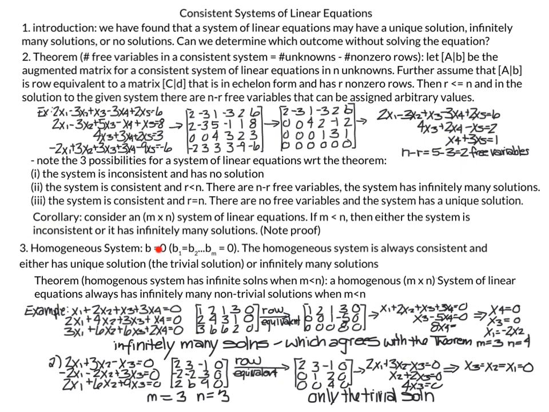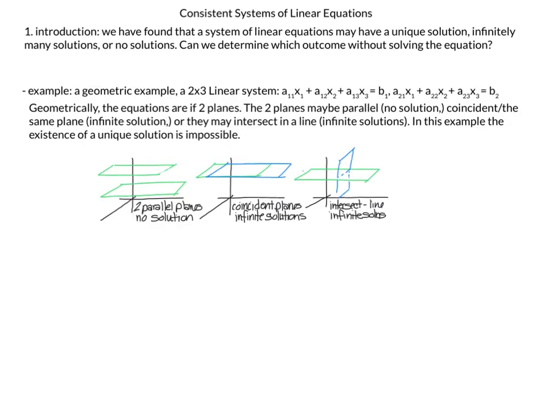And then we also look at homogeneous systems. That's when our B vector, or all these equalities, are equal to 0. We have theorems to tell us when there can be infinitely many non-trivial solutions. If we recall, in a previous video, we talked about how systems of linear equations either have a unique solution, infinitely many solutions, or no solutions.